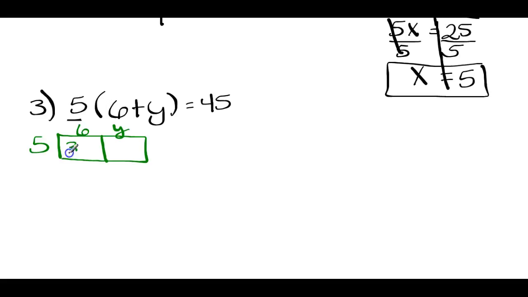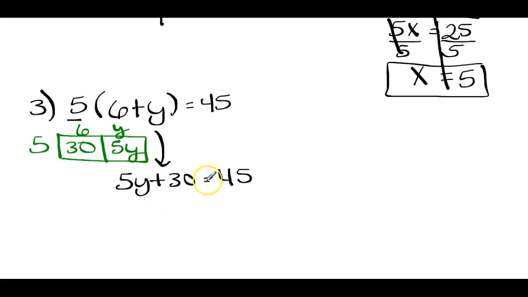5 times 6 is 30. 5 times y is 5y. Now all I'm going to do is rewrite it. So I have 5y plus 30 equals 45. So all of the stuff on the left side with the parentheses just came down to be that. And we're back to where we were. So subtract 30 from both sides.